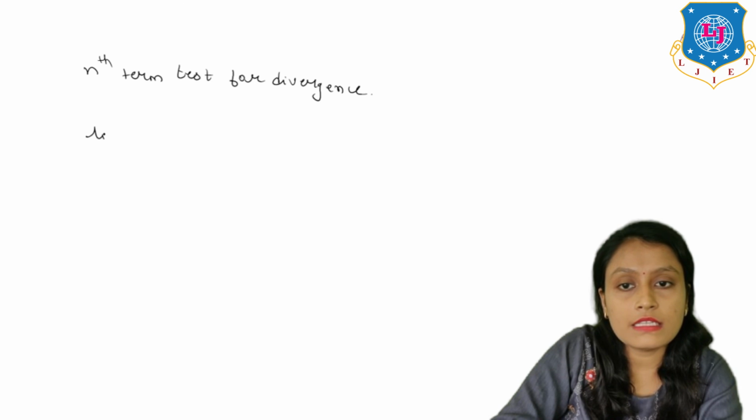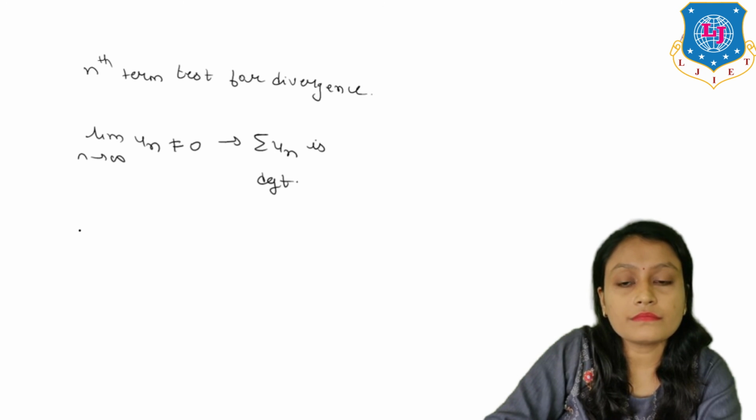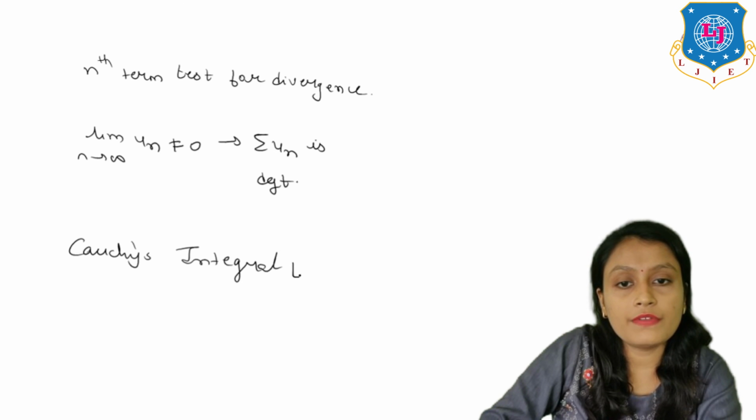So what we have studied in today's session: firstly we studied the nth term test for divergence. So what we have here is that if limit n tends to infinity of u n is not equal to 0, then we can say that this series u n is divergent. Next we studied Cauchy's integral test. So what we have here is that this u n is f of n.